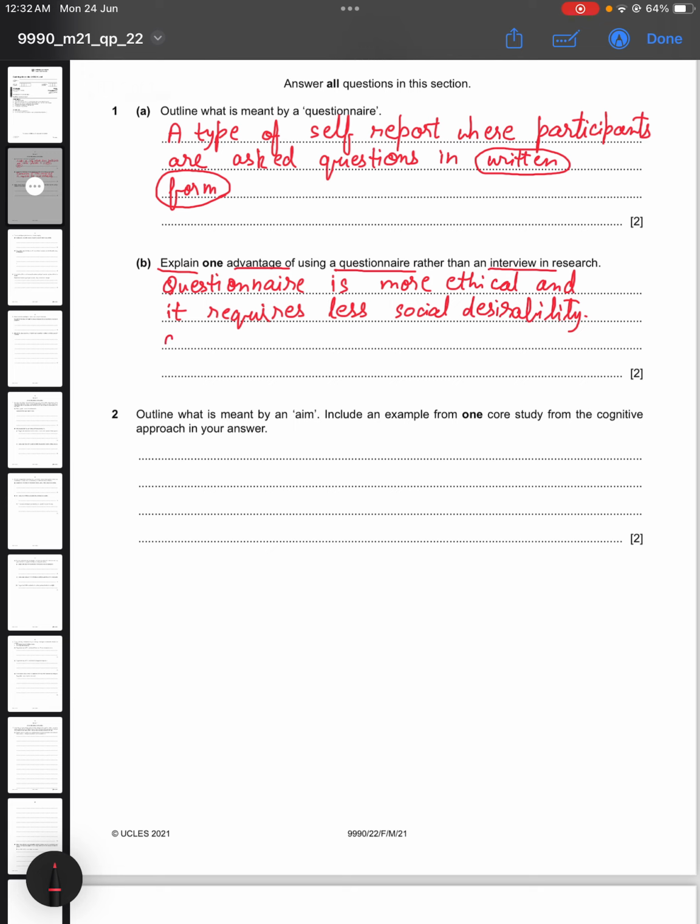Now you need to compare it: an interview is face-to-face whereas a questionnaire is not. So you identified one of the advantages, that it is more ethical, or you can write any one of them, that it is more ethical or it requires less social desirability from the participant side. Why is it so? Because an interview is face to face whereas a questionnaire is not. It is in the written form.